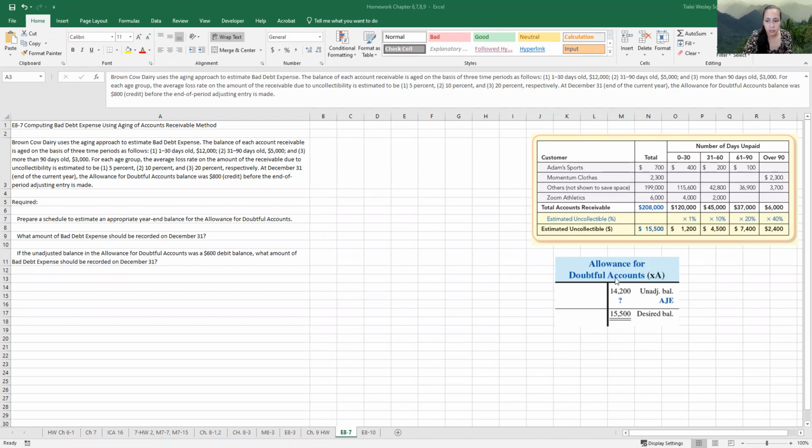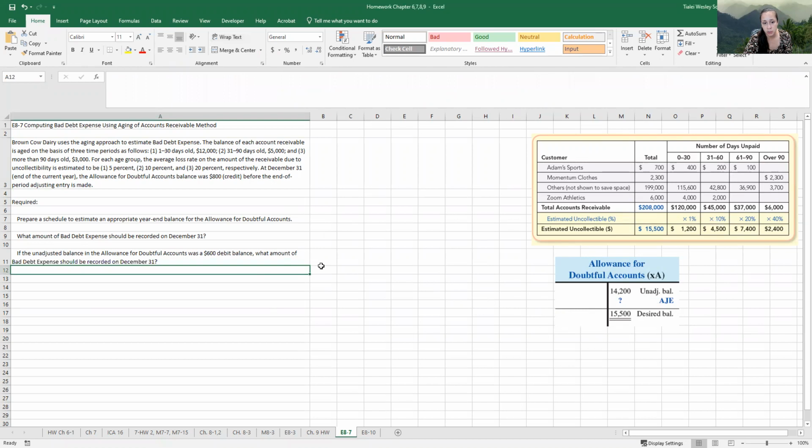With this, we have to do an adjusting entry, and our number of days unpaid, this schedule of estimated uncollectible, will be our desired balance. So we need to account for what's in the beginning balance of our allowance for doubtful accounts. Usually we do have a credit balance, but sometimes if we leave it unadjusted, it can be a debit balance. We just didn't have enough in there, and it becomes a debit balance.